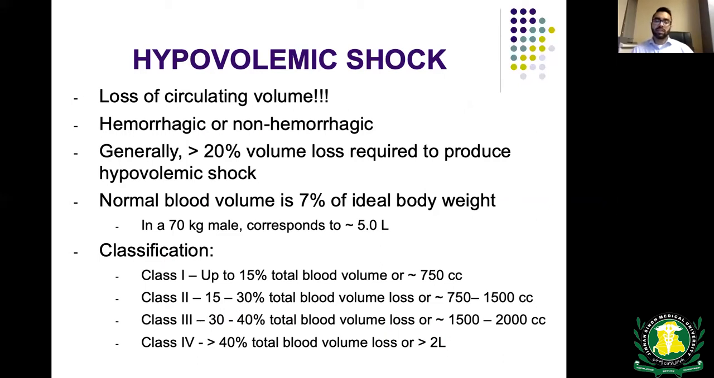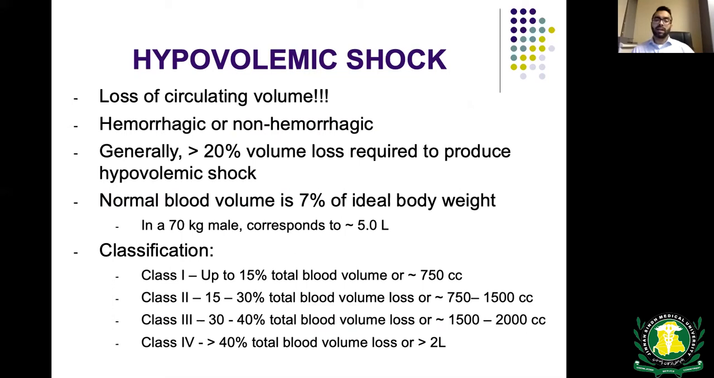But generally, you have to have at least a greater than 20% volume loss that is required to produce hypovolemic shock. Normal blood volume is about 7% of ideal body weight. So, a 70 kilogram male corresponds to approximately 5 liters.